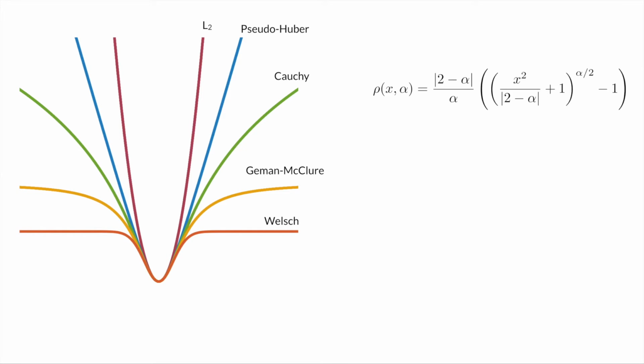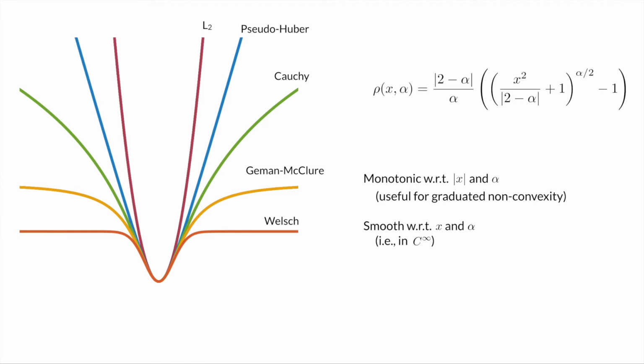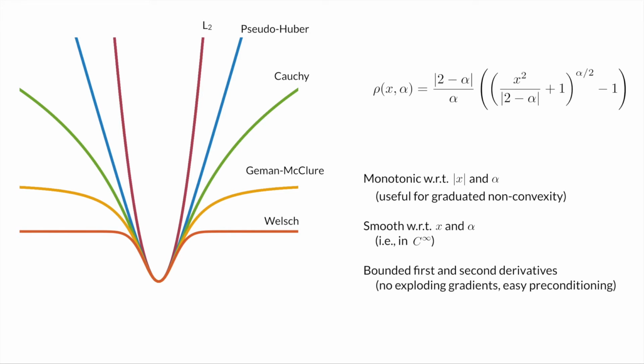This loss has some other nice properties. It's monotonic with respect to its inputs, which is useful for annealing parameters. It's smooth with respect to its inputs. And you can bound its derivatives, which is useful for preconditioning and for preventing exploding gradients.